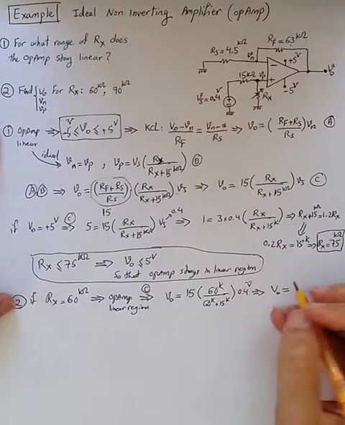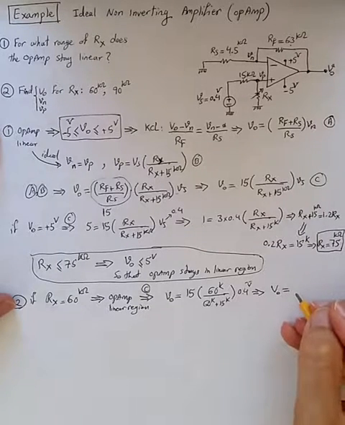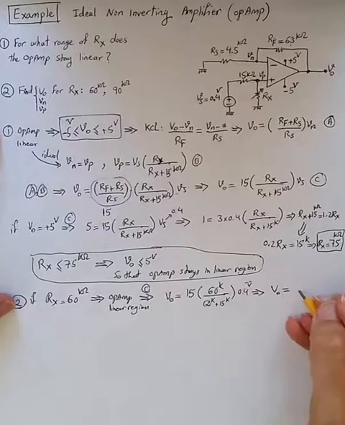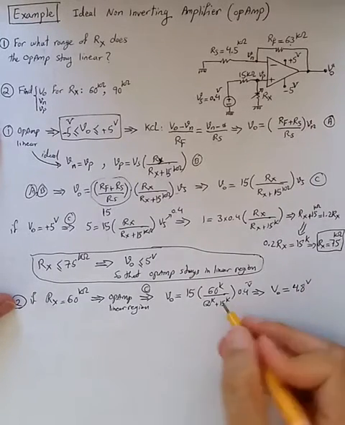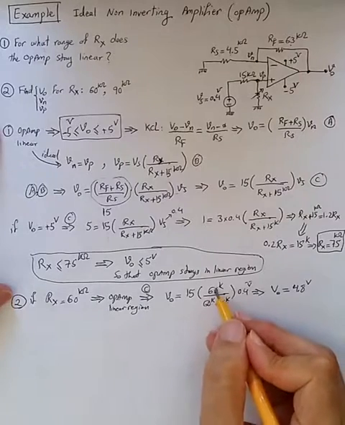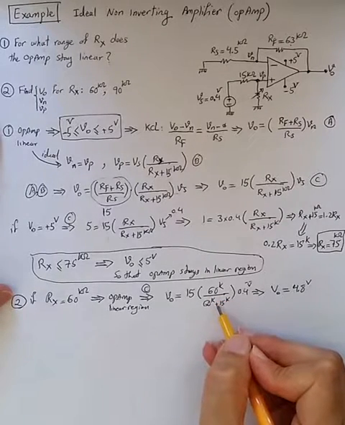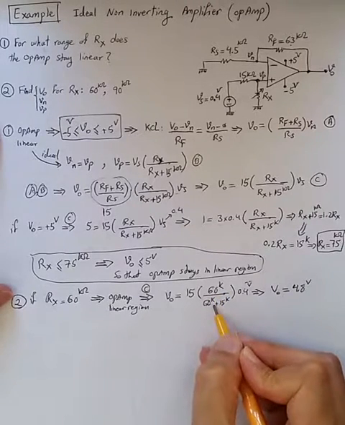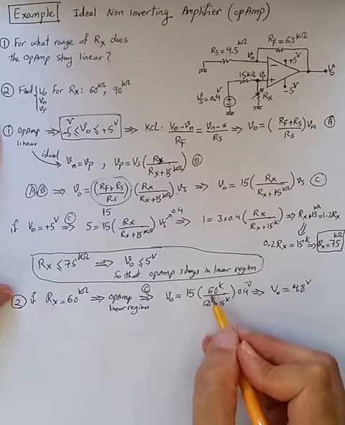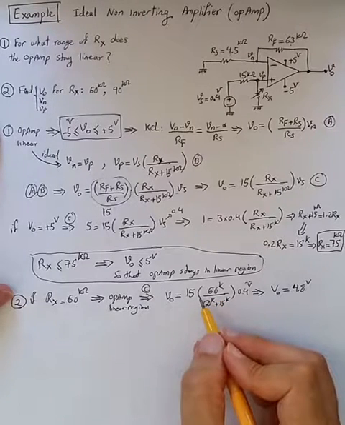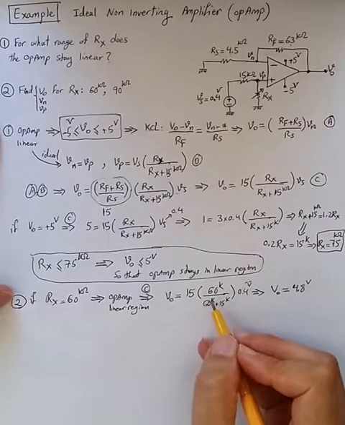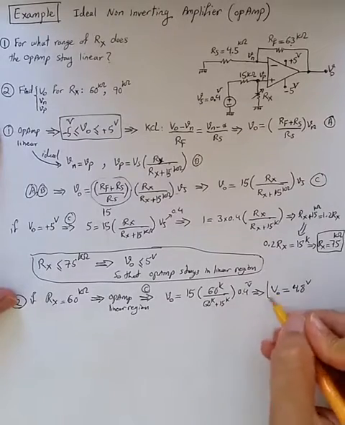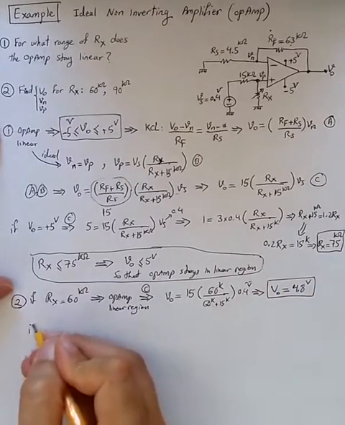Vout is equal to 4.8 volts. This is 60K divided by 60K plus 15K, that is 4 over 5, and 4 times 3 is going to be, yes, we get to 4.8 volt. So that is the value of Vout.